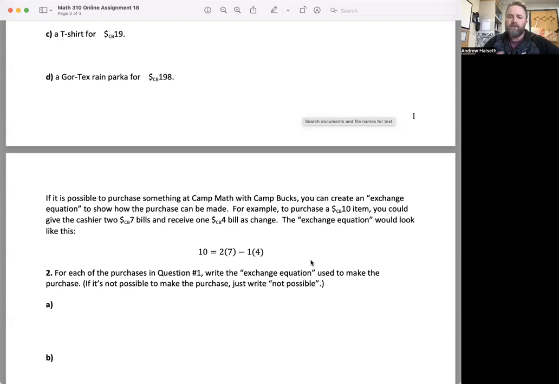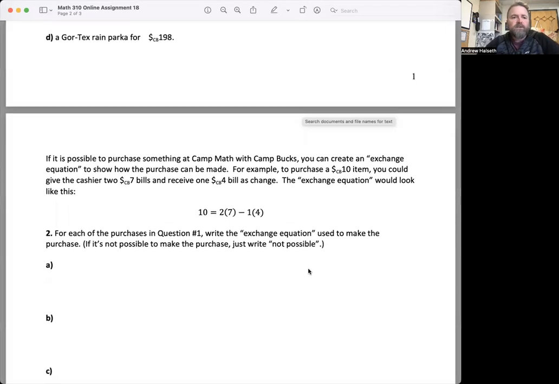If you pay for it, that would be addition. So maybe if you bought something and you paid two sevens and two fours and didn't get any change, that would be 2 × 7 + 2 × 4. You paid it all, you didn't get change. So change is subtraction. You may or may not need change, so you may or may not have subtraction involved.